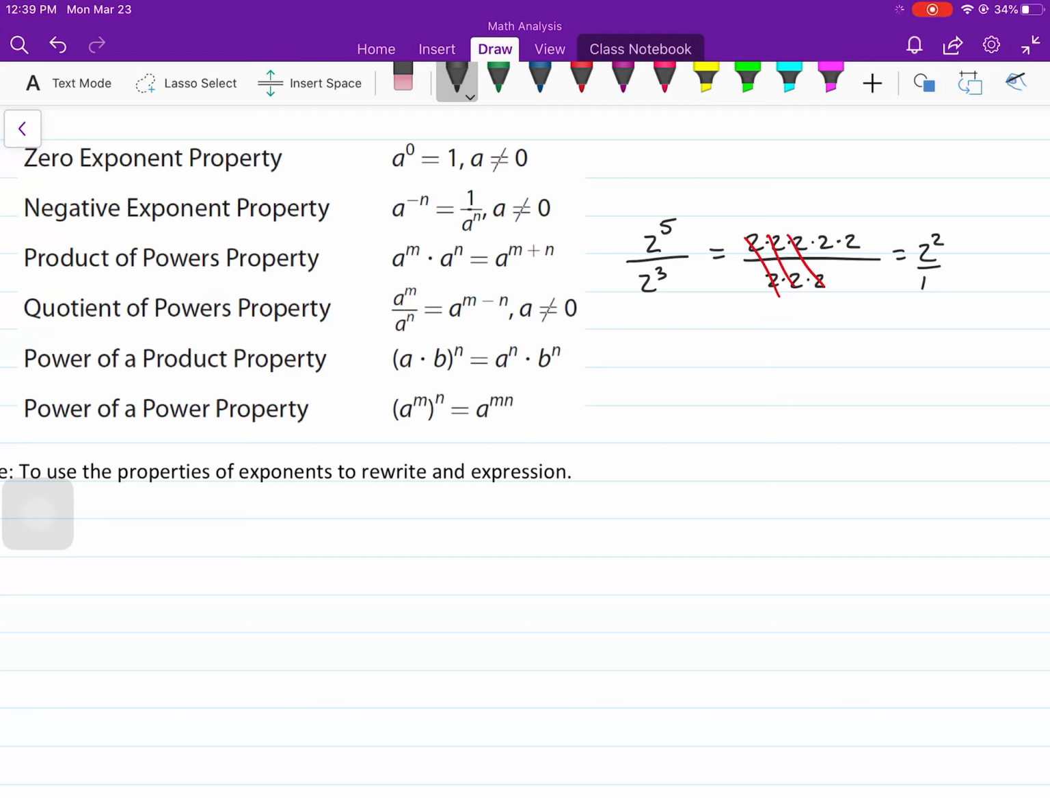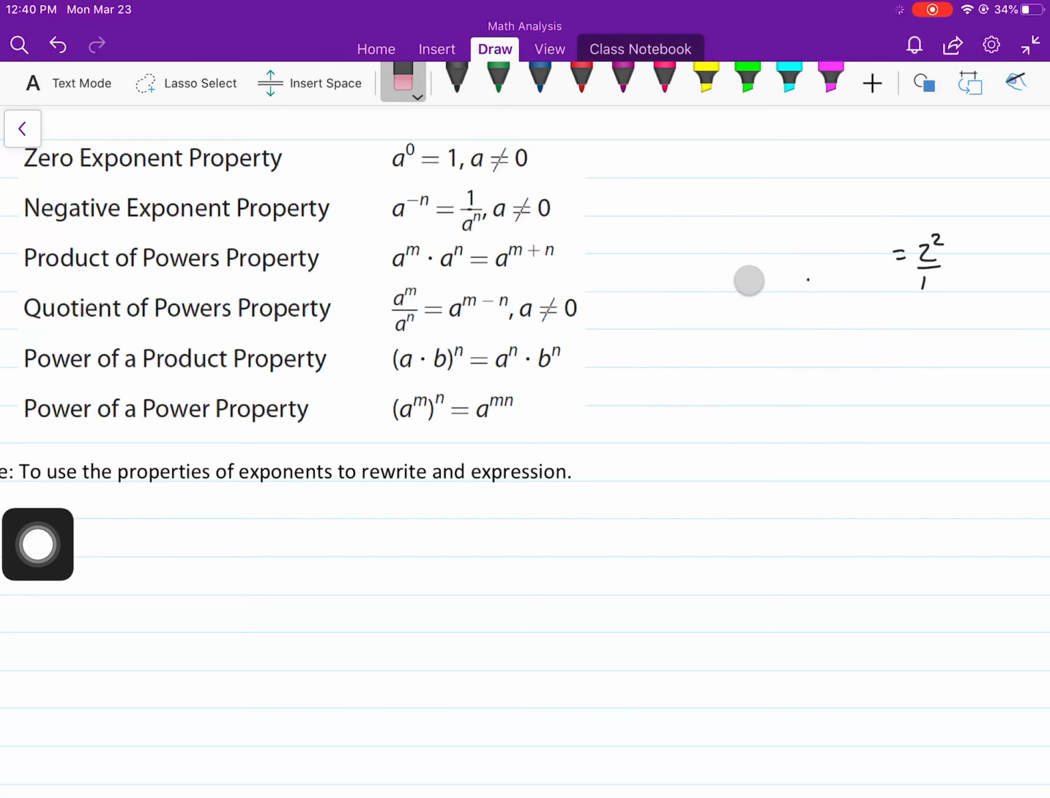Just, usually it's the top minus the bottom. Notice there it's m minus n. So if you want to pay careful attention, something a little more complex would be like 2 to the negative 11 over 2 to the 5. Well, that would be 2 to the negative 11 minus 5, which is 2 to the negative 16. So you're just taking that top minus the bottom.